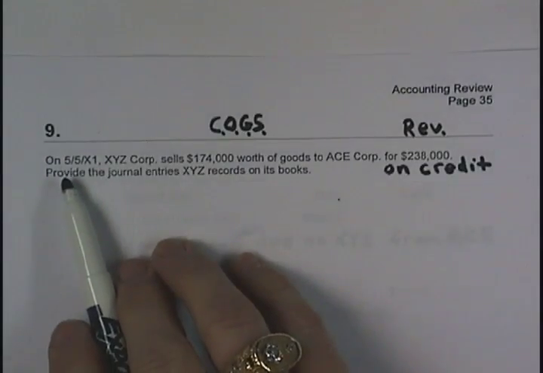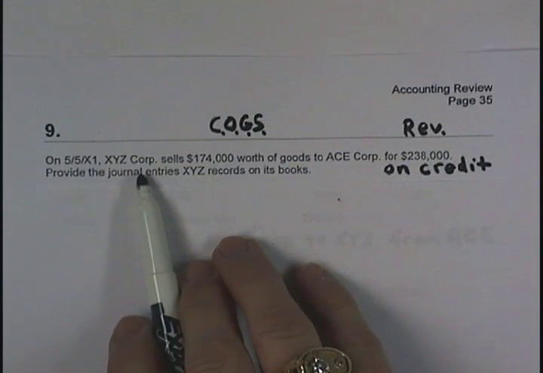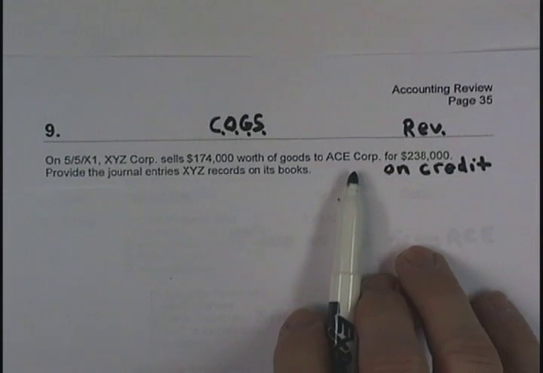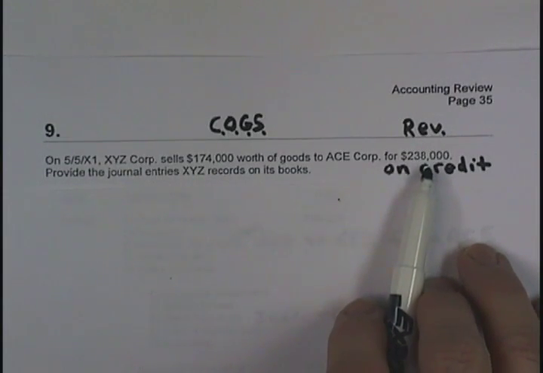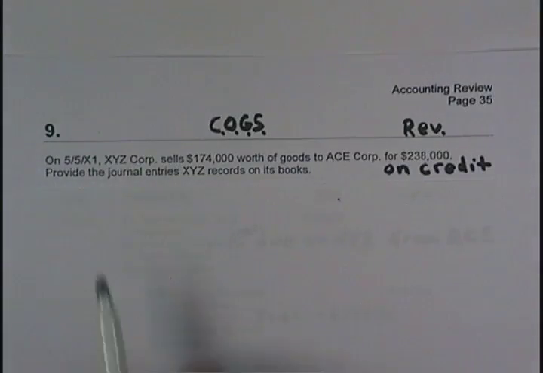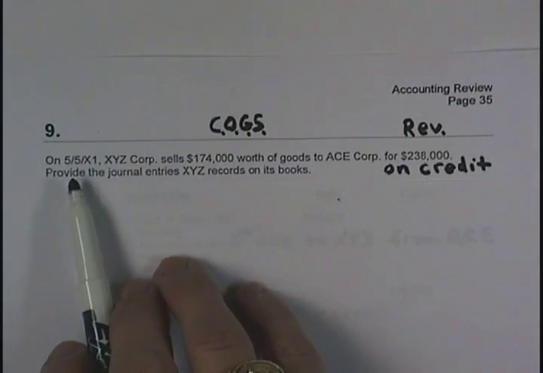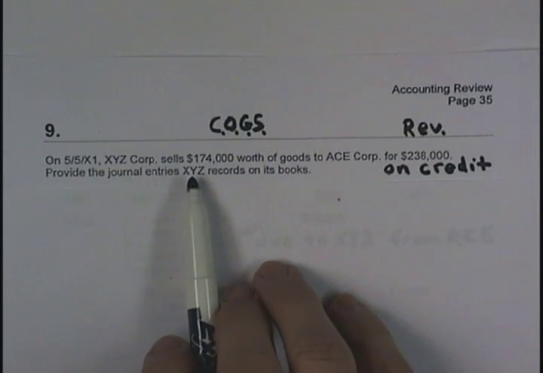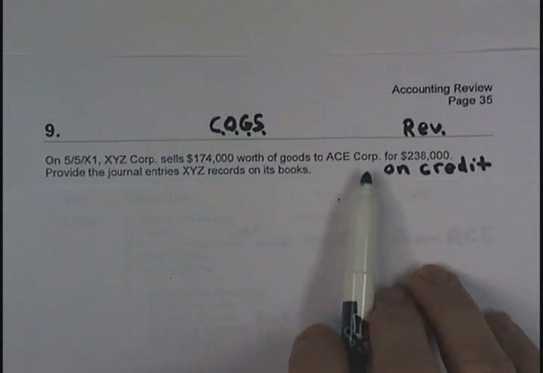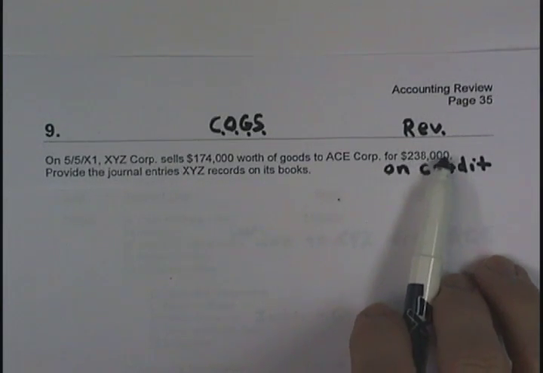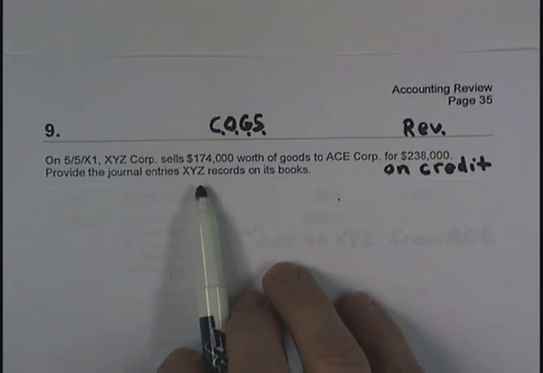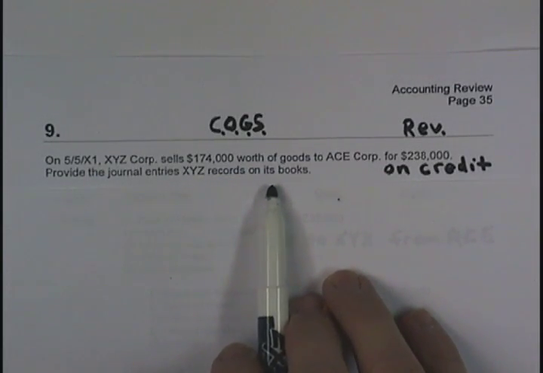Problem 9 says, on May the 5th of year 1, XYZ Corporation sells $174,000 worth of goods to ACE Corporation for $238,000. That is on credit. Provide journal entries that XYZ will record on its books.